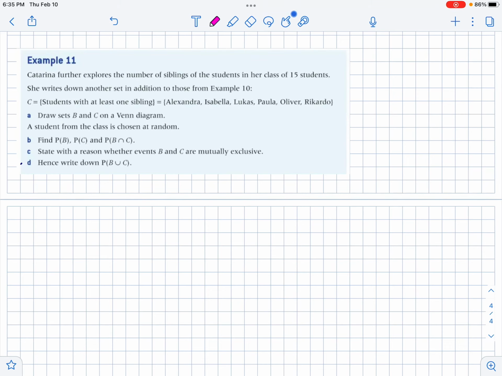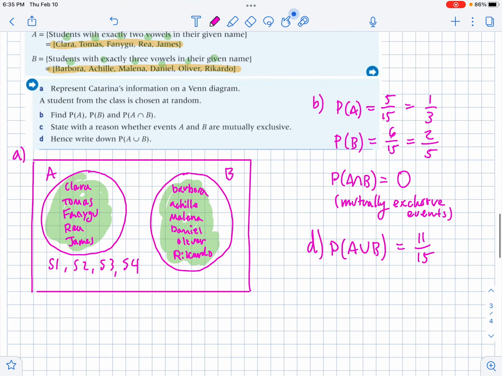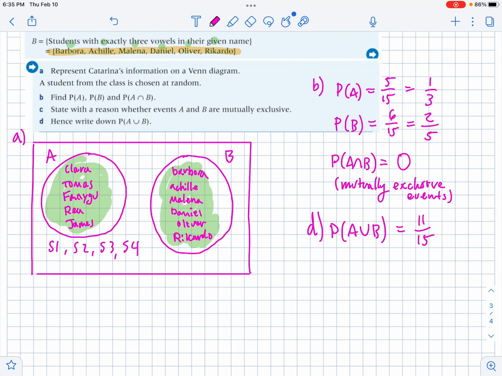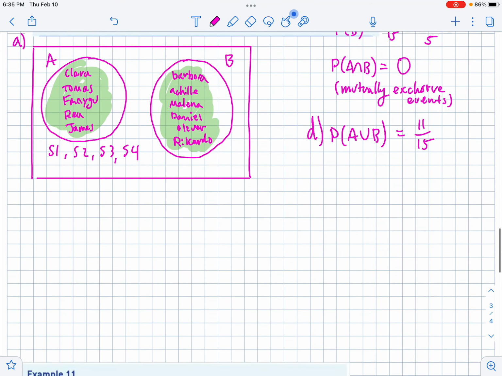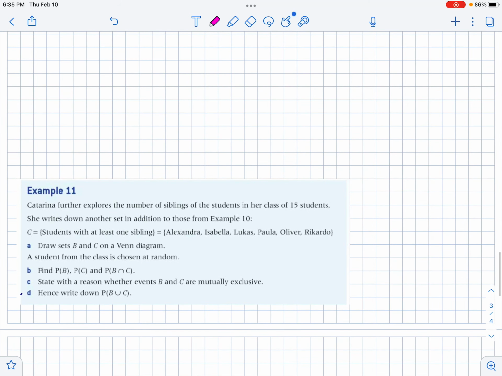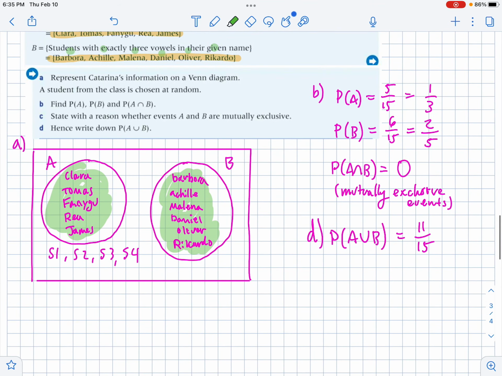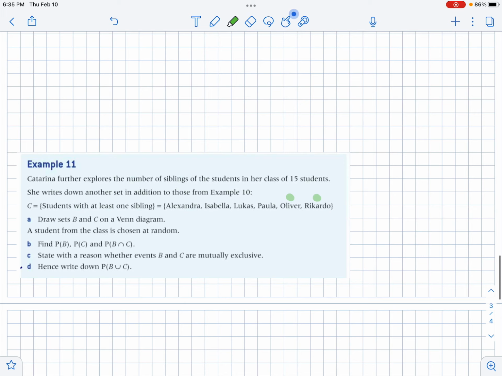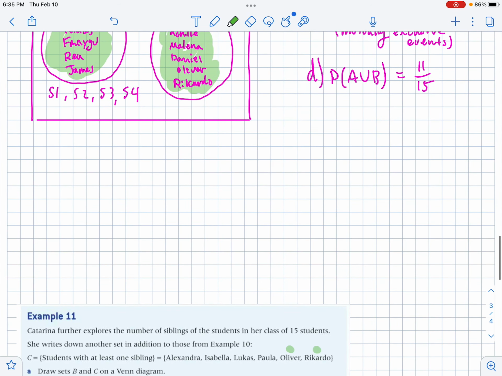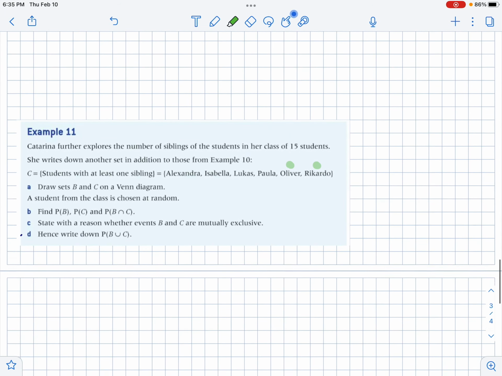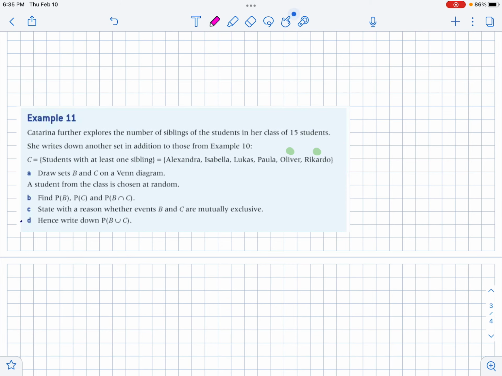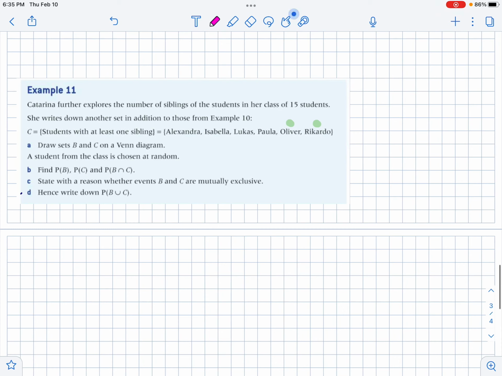Draw sets B and C on a Venn diagram. Well, set B, if we go back up here, was Barbara, Akil, Melina, Daniel, Oliver, Ricardo. I see some repeat names in there. Like, Ricardo was in set B. So was Oliver. And I think that's it. Yeah. So those two are in both. They're in Group B and Group C.